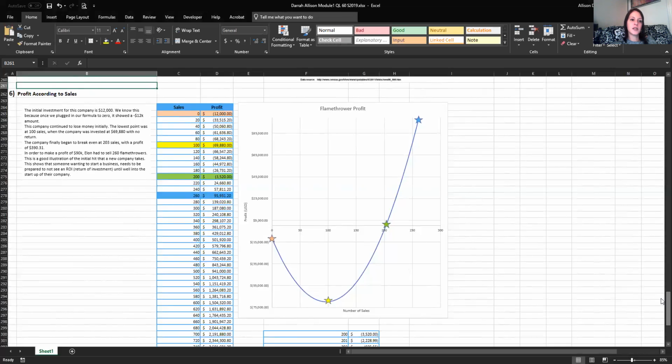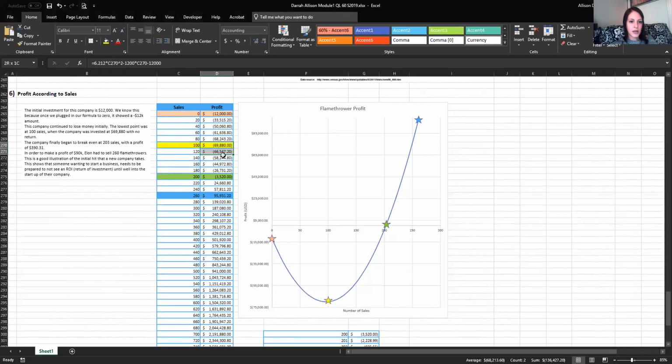So the initial investment for his flamethrowing company was $12,000. We know that because once we plugged our formula in and put it to zero, it was $12,000. So the company continued to lose money, and it just kept on losing money up until we get here to this 100. And that's at the lowest point. That's when they had lost the most money at this point of 100,000. Not receiving their profit was not outweighing their investment. But then the company began to finally break even at 203 sales.